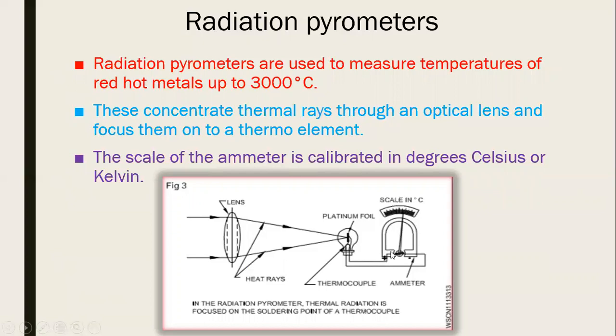When the circuit is closed through an ammeter, what will happen? The ammeter will show a reading that depends on your temperature. The scale of the ammeter is calibrated in degrees Celsius, or sometimes in Kelvin. So there will be one convex lens, a thermocouple, and then the ammeter scale, where you measure in degrees Celsius or Kelvin.